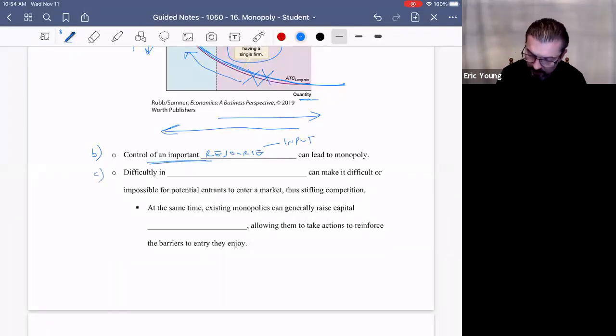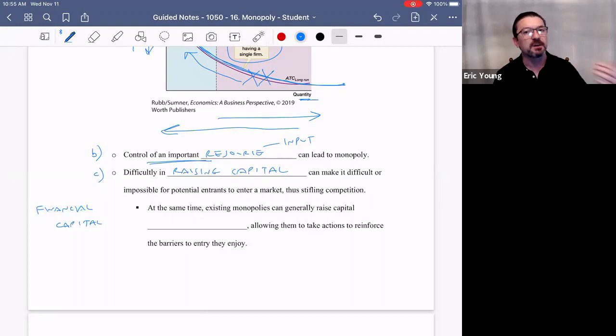A third potential barrier is difficulty in raising capital. Now, it's important right now that we take a quick segue. We're not talking here about capital in the pure economic form of land, labor, capital. We're not talking here about factories or machines. Instead, in this type of barrier, we're talking about financial capital. And financial capital effectively refers to the amount of money that a firm can raise. Remember, firms are always spending. They're investing, they're building factories. Oftentimes they have to borrow money, usually in loanable funds markets, which we've learned about, okay?